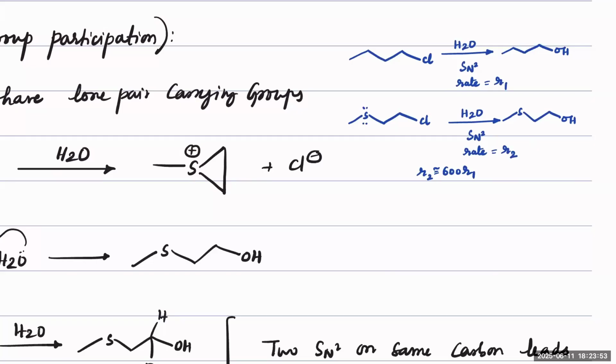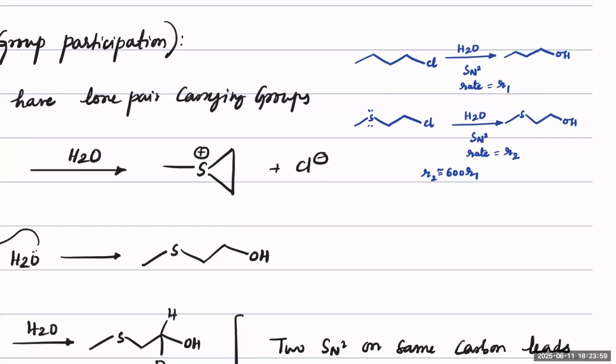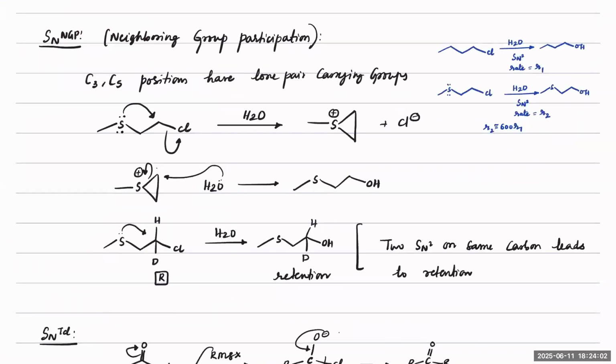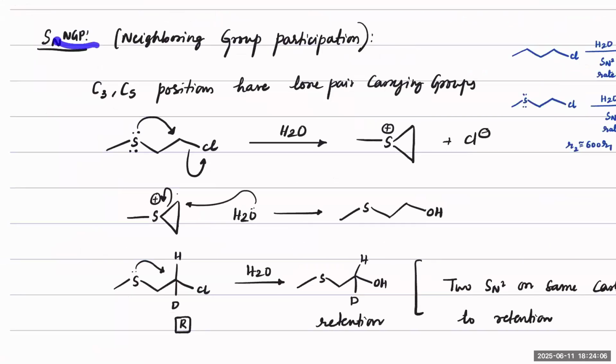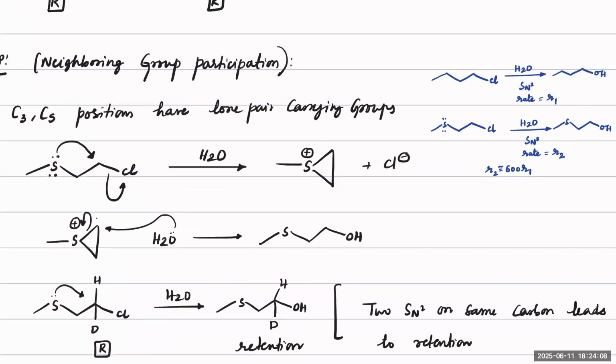The rate in the second case is very high compared to the first case here. Clear beta? Now, such high rate is observed for this reason, that is NGP, neighboring group participation. Neighboring group participation is also known as the anchimeric effect.